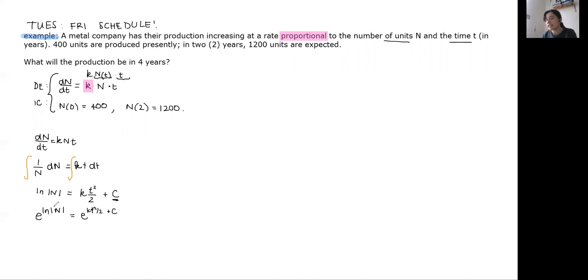On the left-hand side, e to the power of ln of n is just going to give me n. Whereas on the right-hand side, I'm going to have e to the k times t squared over 2 times e to the power of c, right? Because e to the power of something plus something is going to be equal to e to the power of the first thing times e to the power of the second thing. Show of hands, those of you who understand.